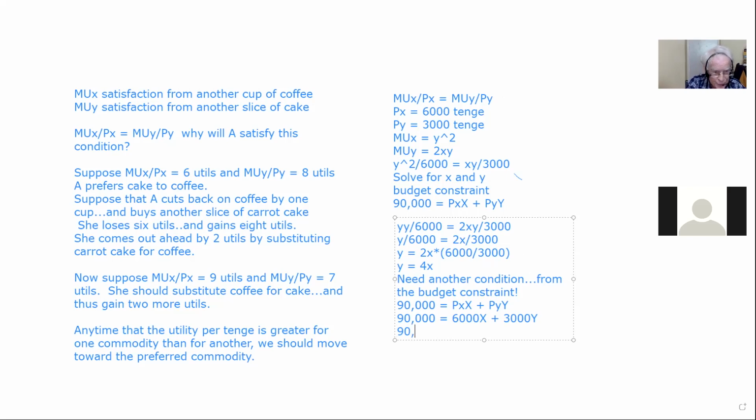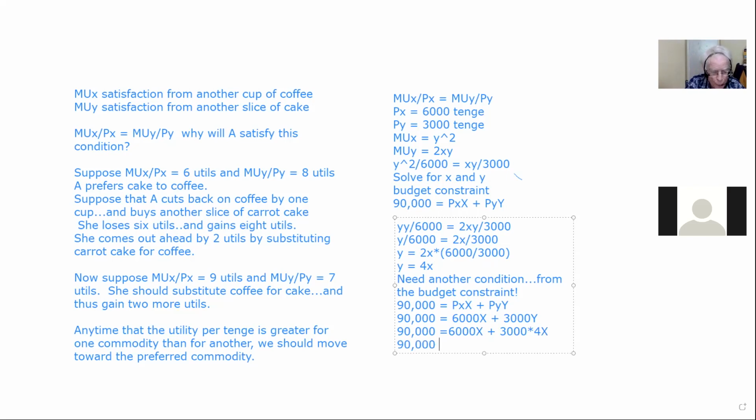So what is our next step? You're doing very well, right? So what do we do next? We divide the whole equation by 3,000. Or let's substitute for Y. We know that Y is equal to 4x. Oh, yes. Okay, so far.